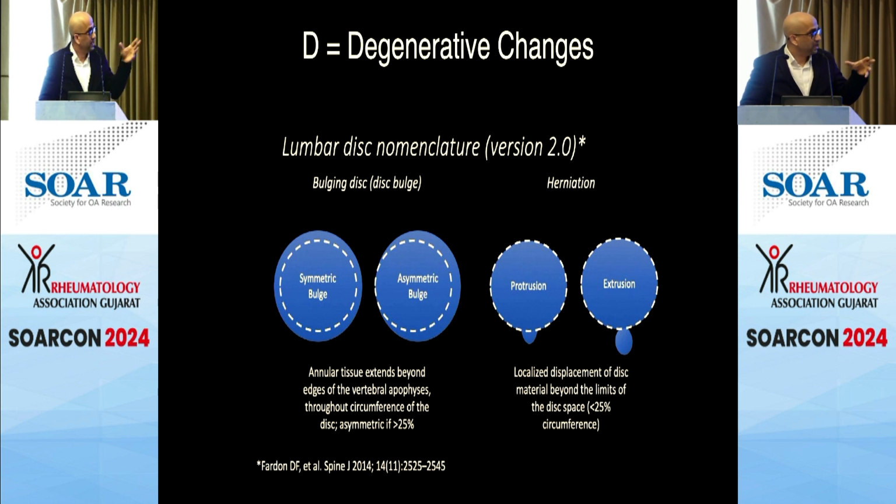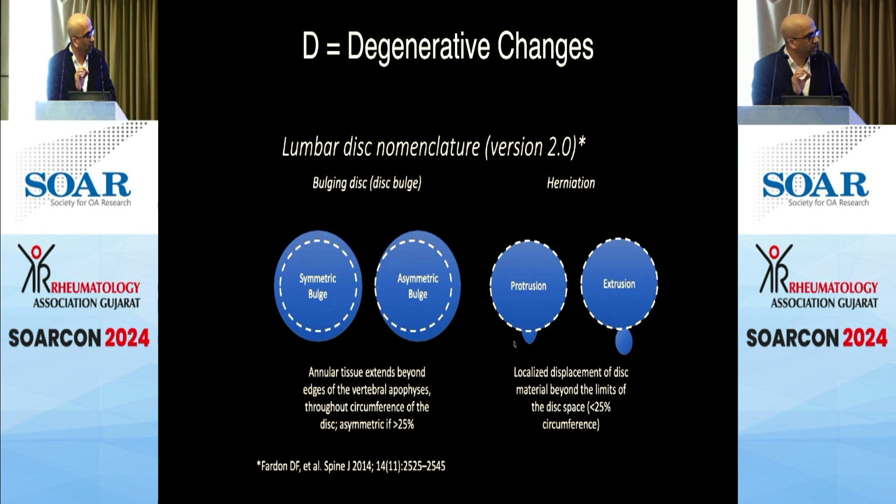Coming to the disc herniation classification, the nomenclature: what is a disc bulge, what is a protrusion, what is an extrusion. So a disc bulge is where the annulus bulges out from all sides. There is no focal area of herniation. It's just the disc is bulging. It's like a car tire losing some air and then it bulges out from all sides. It can bulge out asymmetrically, but it is not focal.